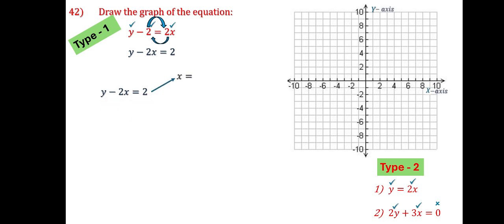To find x, take the constant term divided by the coefficient of x. Coefficient of x means the number with x. So 2 is the constant term, divided by the coefficient of x, which is negative 2. So 2 over negative 2, 2 divided by negative 2. I got negative 1. x is negative 1. So in the graph, x is negative 1, which means at this point x is negative 1. So just put one point at x equal to negative 1.